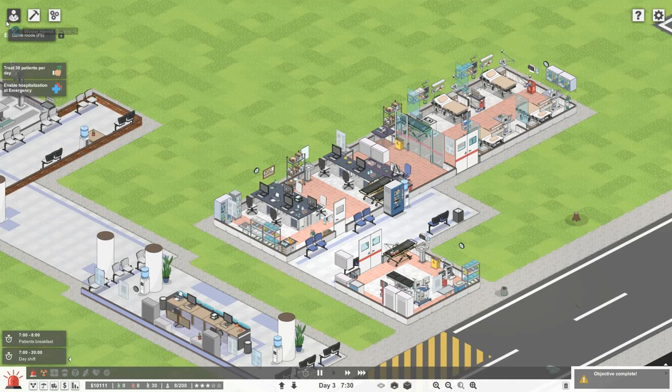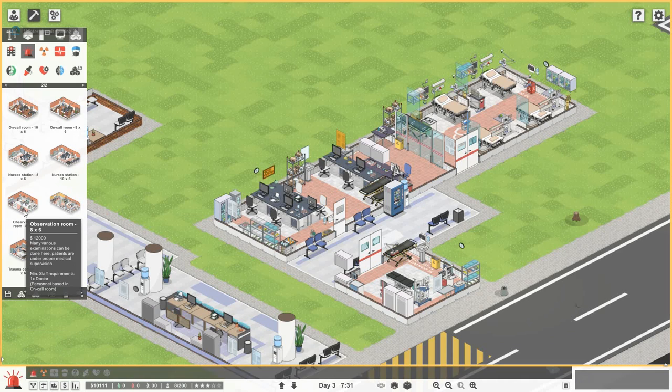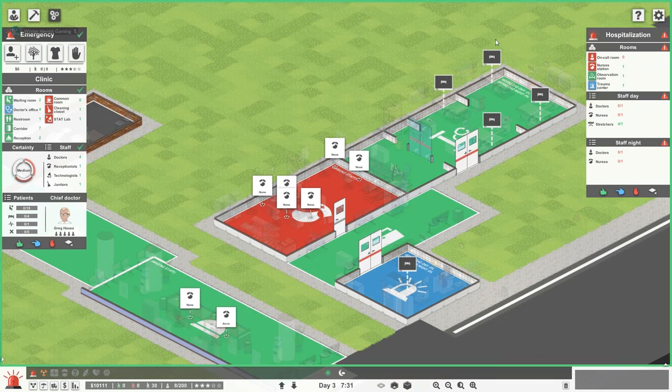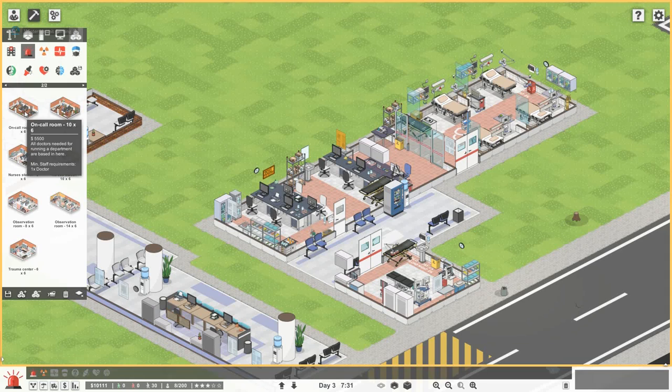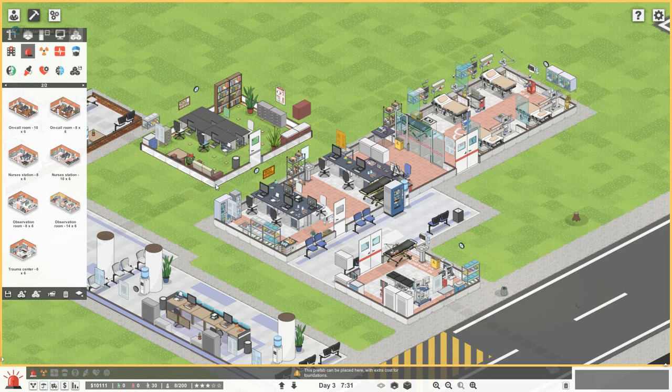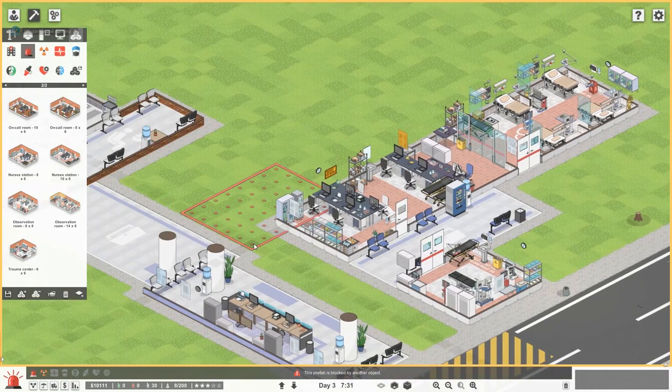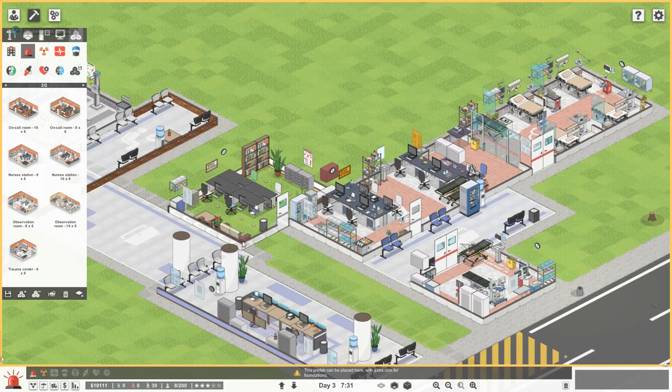And so we got the nurse's station. Oh, we need the observation room yet. Or no, we got the observation room. What are we missing? On-call room. Gotta have a place for our doctors to hang out. 10 by 6 or 8 by 6. 5,500, 4,500. I think that's probably plenty adequate. I think we can actually maybe just fit it in there.